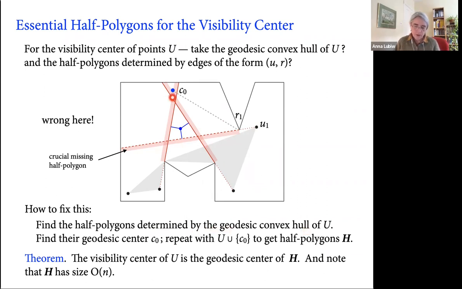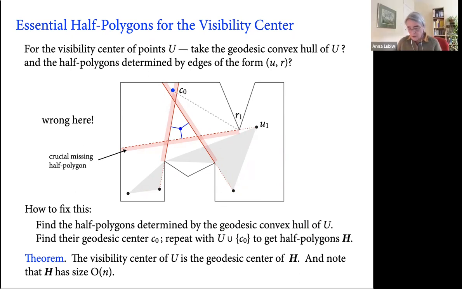So in this case, these two, right? And then I'm going to find their geodesic center. So I'm appealing to the second half of the algorithm right here. And I would find, for example, this center, which is actually visible to all of the two half polygons that I've got, right? This is another degenerate case, Joe, where it's not even determined by two. It's just like star-shaped with respect to the half polygons.